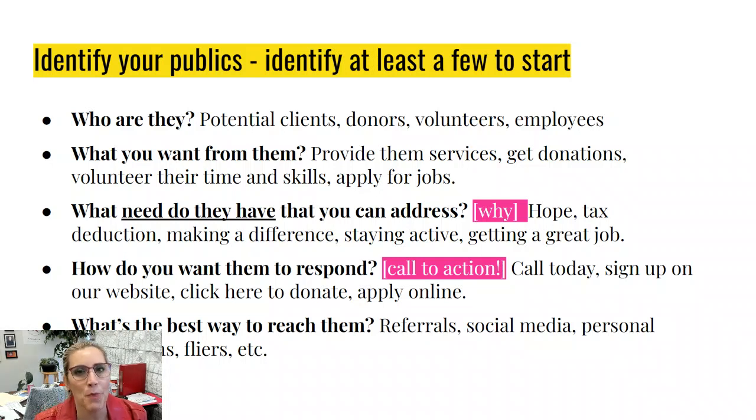Now, when I talk about a public or an audience, what I'm talking about is just a category of people, and you want to try to be as specific as you can about them. So maybe it is your clients, your potential clients, your donors, potential donors, the volunteers, employees, partner organizations, grantors. It could be any category of people that you are trying to communicate with. And sometimes certain people might be in 2 or 3 different categories. That's normal and that's fine. But as you identify each of these different groups, you need to think about what it is that you want from them.